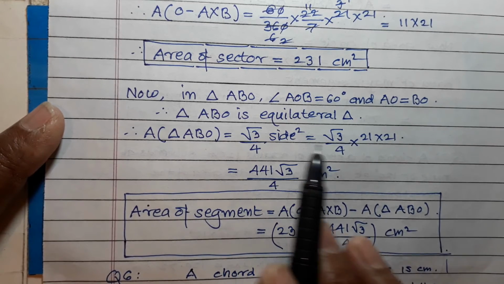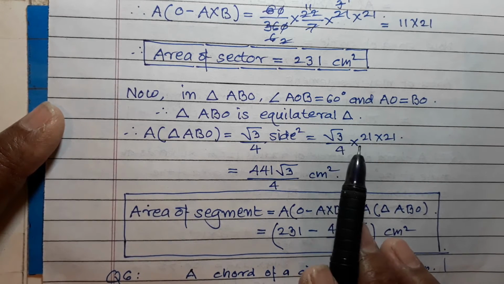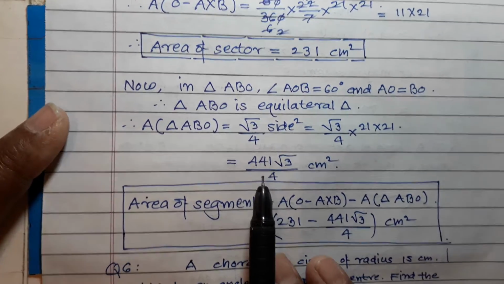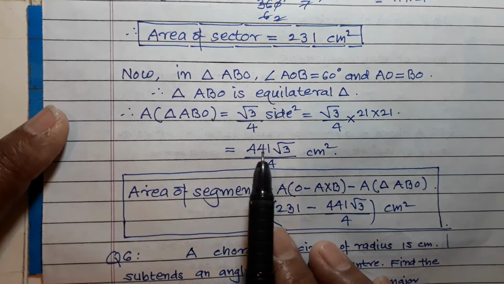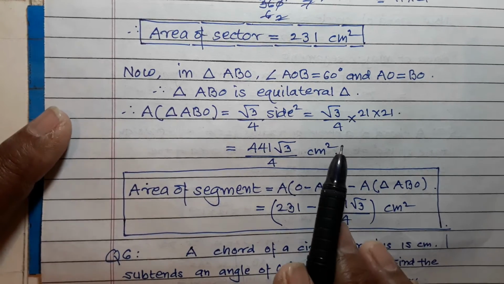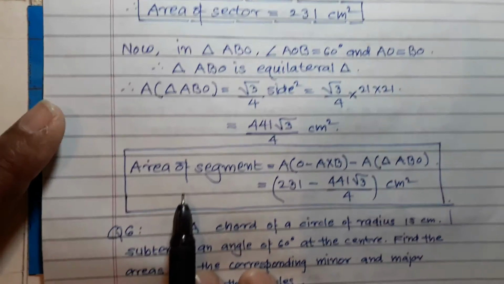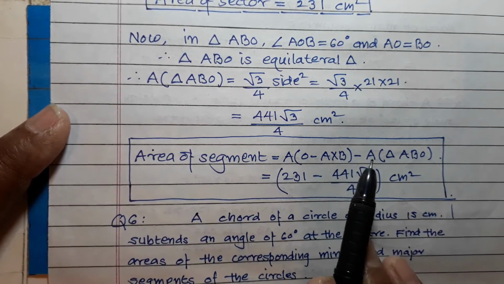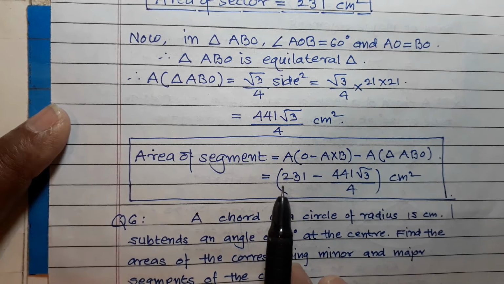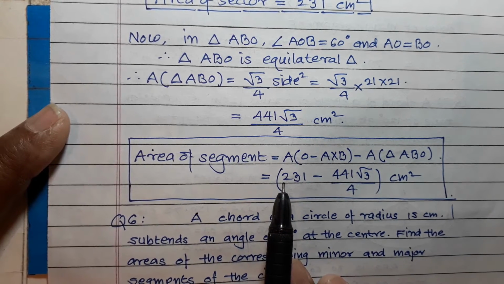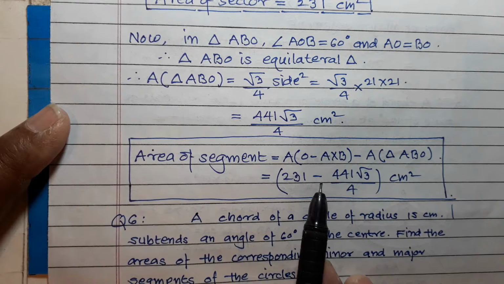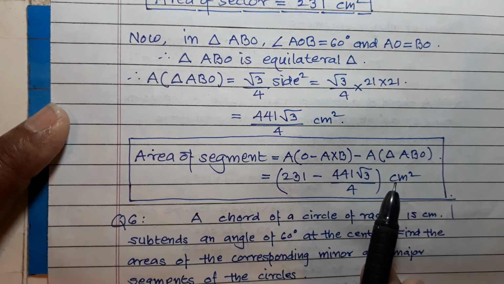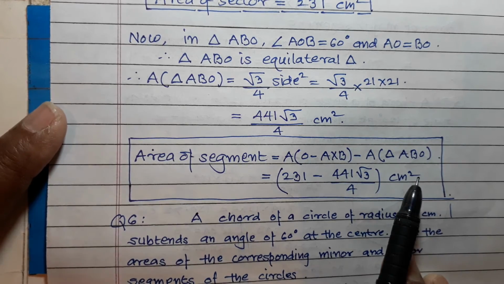Therefore area of triangle ABO is equal to root 3 upon 4 side square, which is root 3 upon 4 into 21 into 21. If you simplify this, you will get 441 root 3 upon 4 cm square, and hence area of segment is equal to area of sector minus area of triangle, which is 231 minus 441 into root 3 upon 4 cm square.